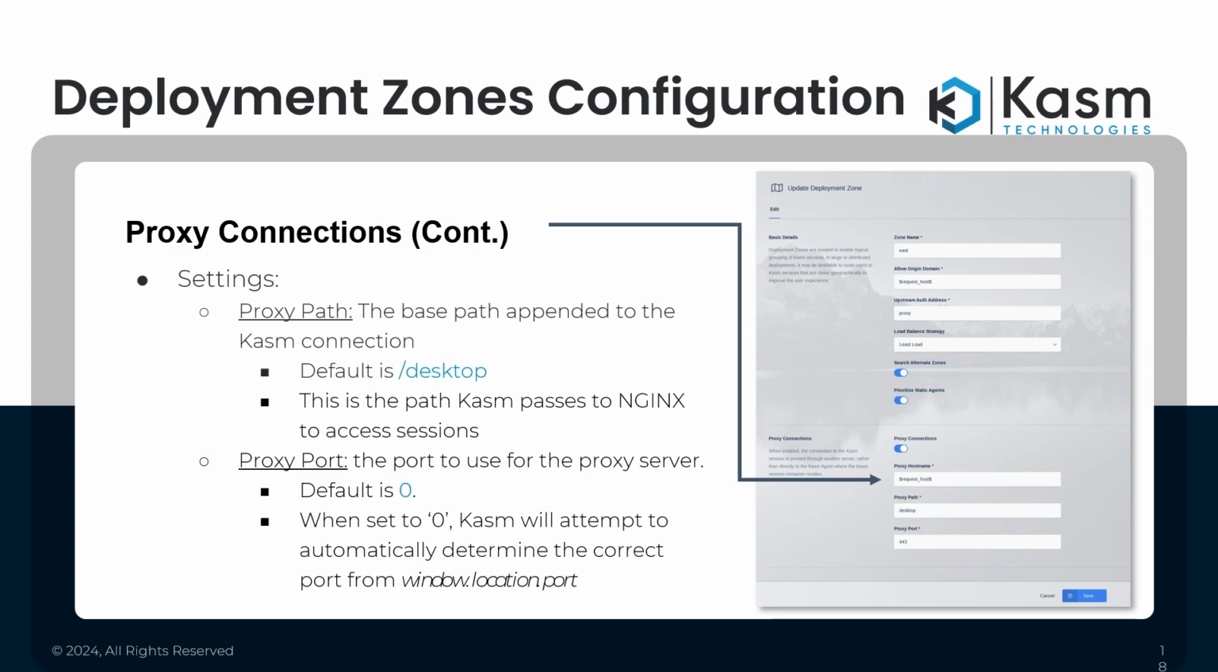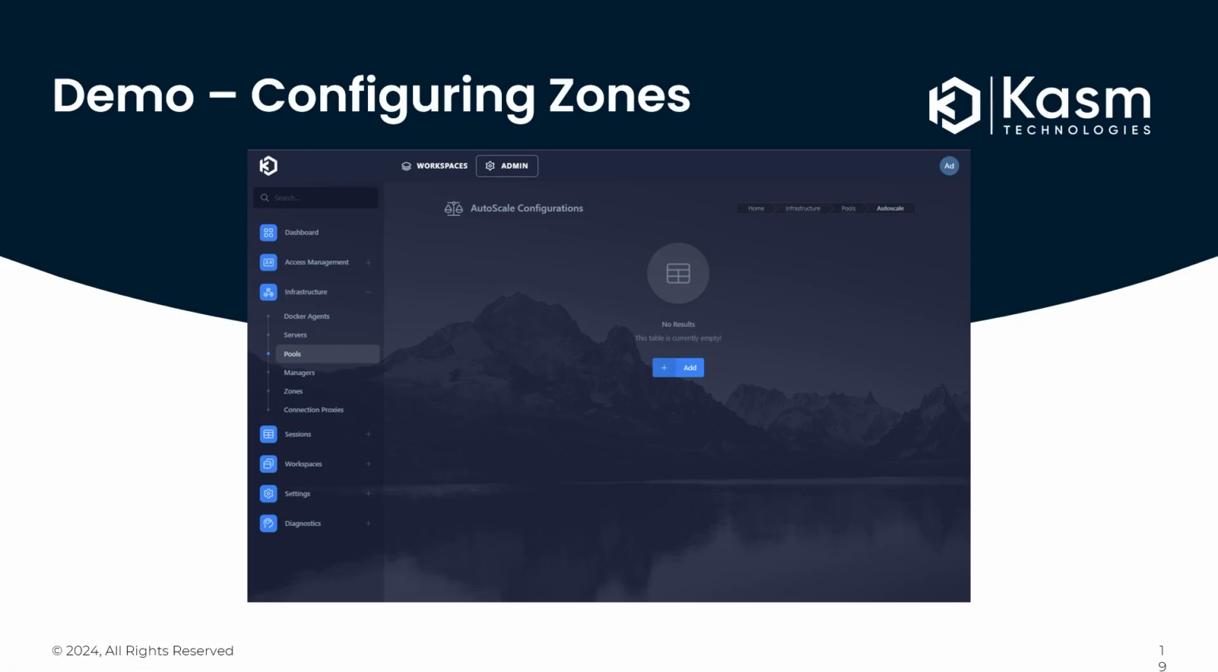The next setting in the proxy connections is the proxy path. This is the base path that is appended to the Kasm connections for passing through into Nginx. The default value for this is /desktop. And finally, we have the proxy port, which is the port to use for the proxy server. The default value is 0. When it is set to 0, Kasm will attempt to automatically determine the correct port based on the request sent by the user. Now let's move on to the demonstration.